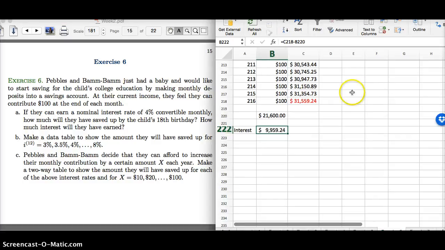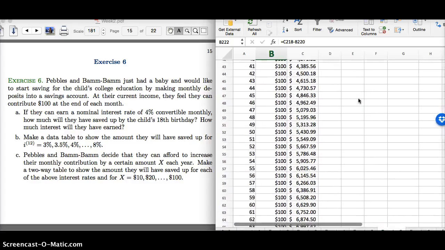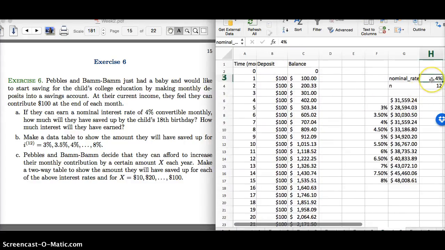Now, we've done this assuming 4% convertible monthly. I used the nominal rate of 4% convertible monthly in my formula, in this cell. But I want to replace 4% with, say, 3% or 3.5% or 8%. I want a faster way to make that computation several times. So what I do is a data table.